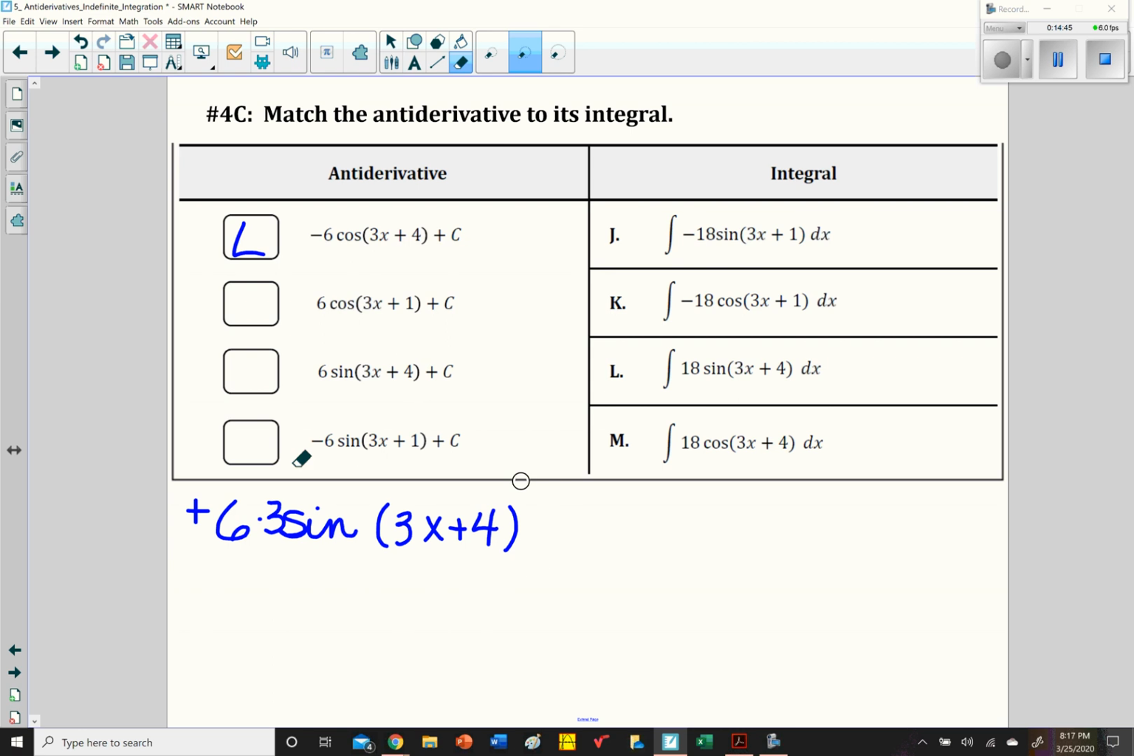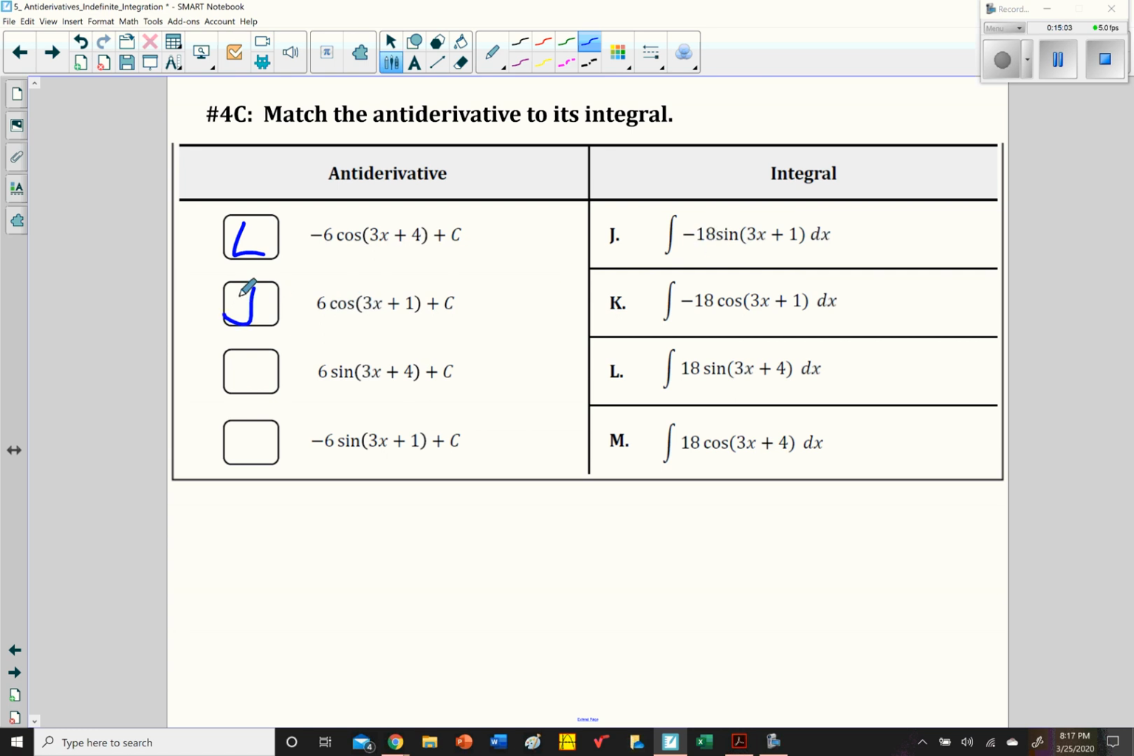So working backwards. And 6 cosine, can you find that one? 6 cosine would be negative sine. So by default, it's got to be that one. The derivative of sine is cosine, and the derivative of 3 is 18. This one's going to be letter M, and then by default, the last one is letter K.